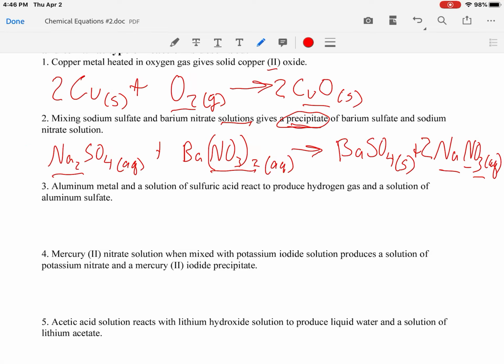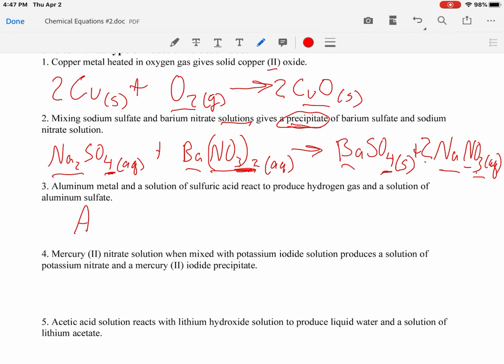If I want to add up the total oxygens on the reactant side and the product side, I've got 2 times 3, 6 oxygens right here, and I've got another 4 over here with the sulfate, so that's a total of 10. On the product side, I've got 4 right here in this sulfate, and then 2 times 3, 6 more oxygens in the sodium nitrate, and so I've got a total of 10 on both sides. Barium, 1 barium on each side, so that's good. So that is now balanced. Let's move on to number 3.